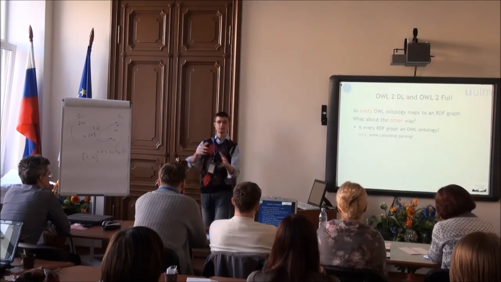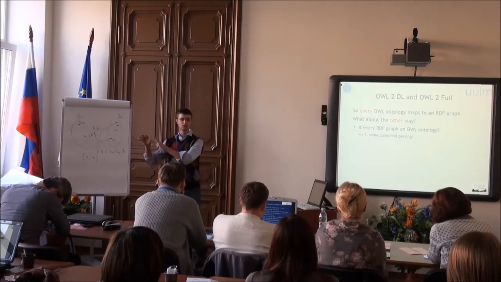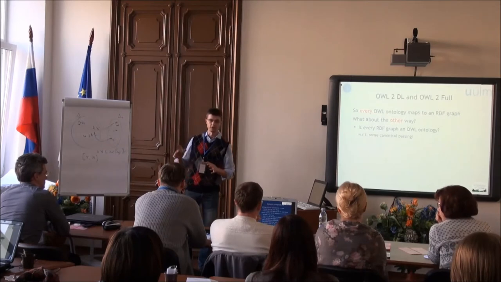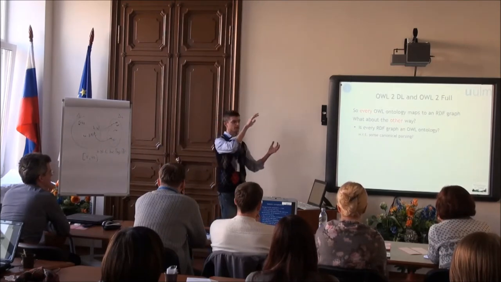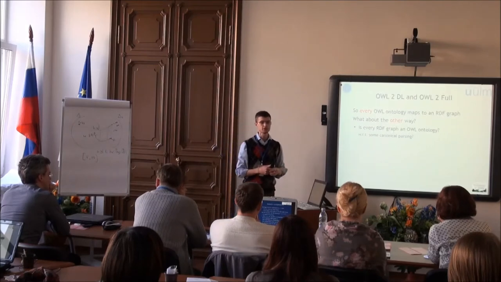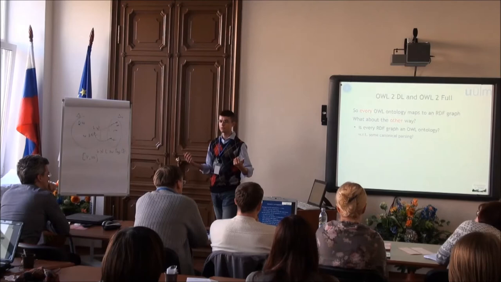So you now know that an OWL ontology can be mapped to an RDF graph, and that will be fine from a semantic point of view. But what about the other way? Can we take an arbitrary RDF graph from the web? There are lots of those. Can we interpret that RDF graph as an ontology? Because that might be how we want to do things.